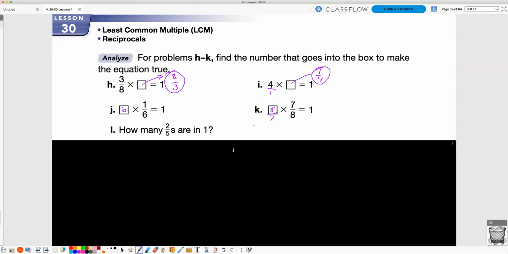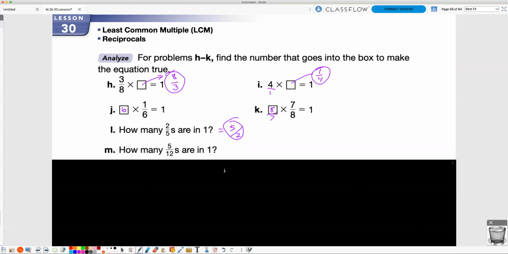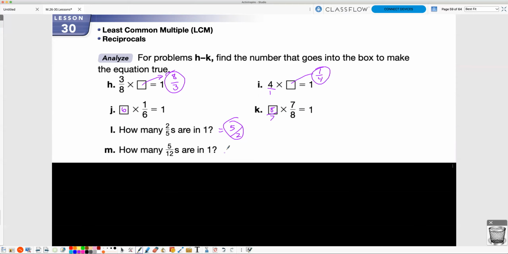And letter L, how many 2/5 are in 1? So what is the reciprocal of 2/5? 5/2. And then letter M, how many 5/12 are in 1? Again, what's the reciprocal of 5/12? It'd be 12/5.